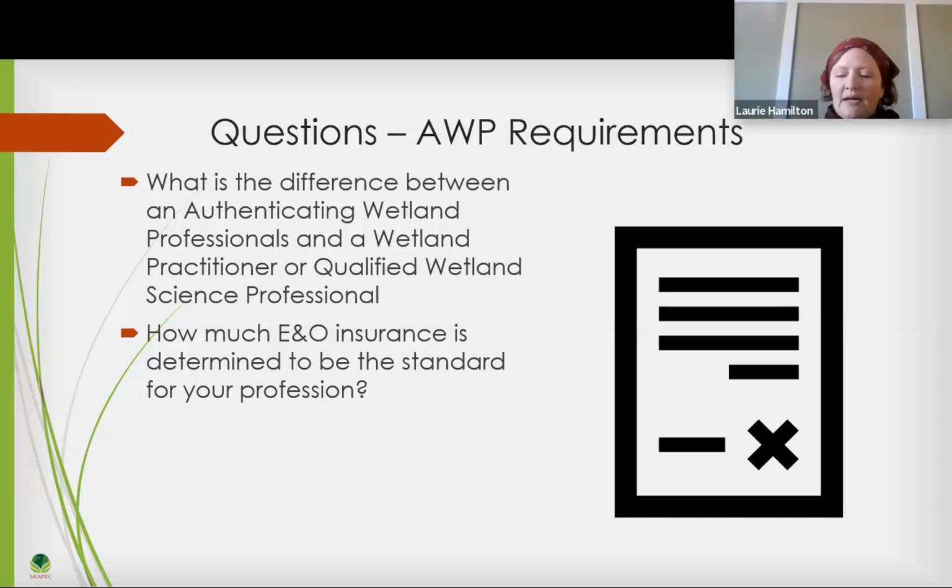Just super quickly, just some main standards that I've worked with is 2 million for pre-disturbance and 5 million if you're working with engineers. I don't know why, or if you're in an engineering company. Also, your name needs to specifically be mentioned as insured if you're authenticating. So it can't just be your company has E&O insurance. You specifically need to be named in that. And yeah, those are the main two things.